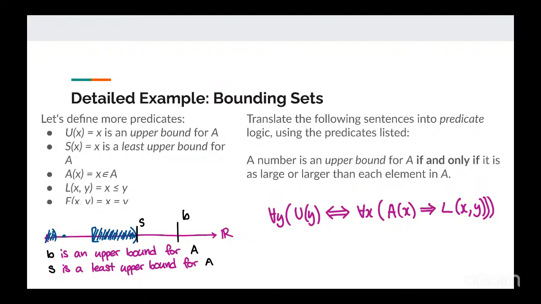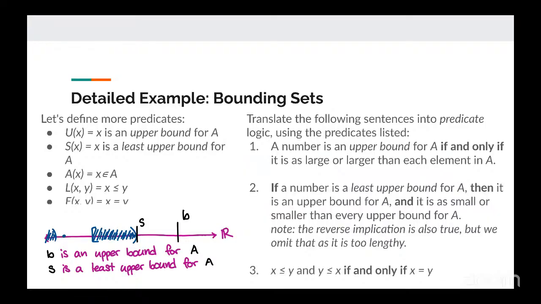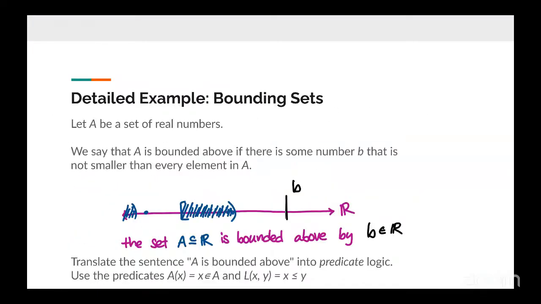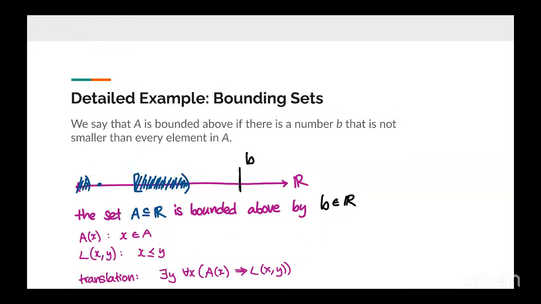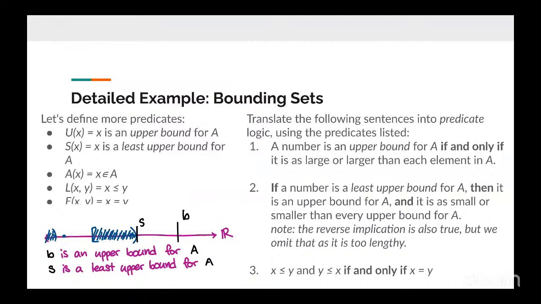So I guess the first thing to notice here is that we're making a statement about numbers. Okay? We're saying that a number is an upper bound. Whereas before, we were talking about A is bounded above. So A is bounded above. I know that there exists something which is an upper bound. But here we're defining what it means to be an upper bound.